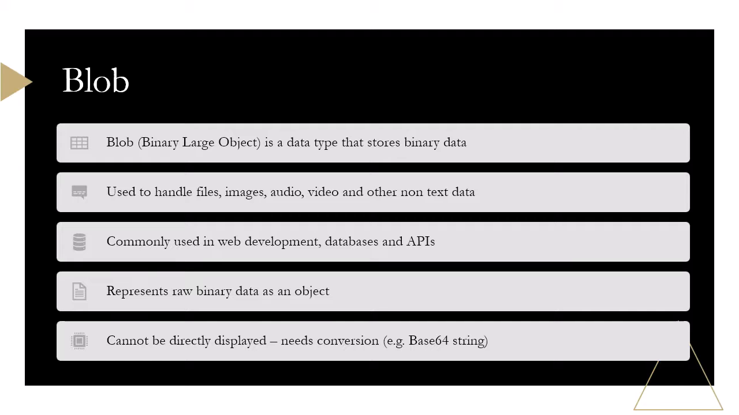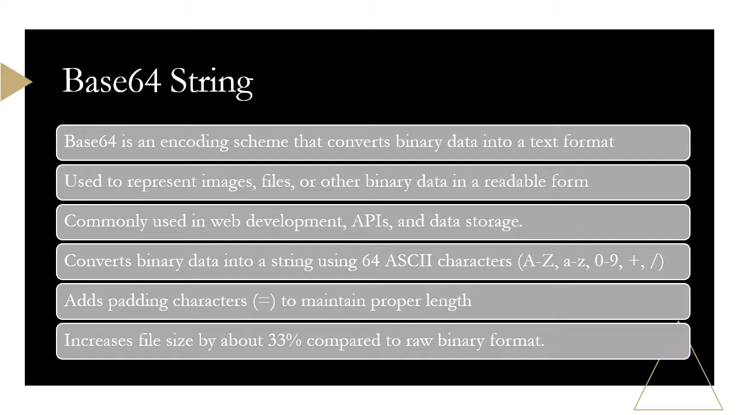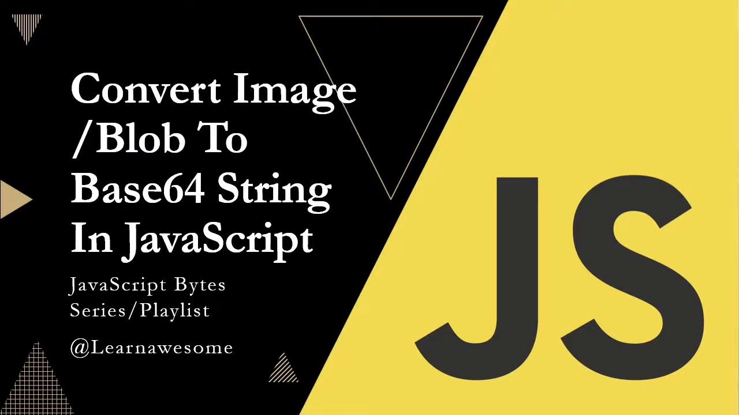Now that we know what a blob is, let's talk about Base64. Base64 is a way of encoding binary data like an image into a text format. This is super useful when you need to store or send an image as a string in places that only accept text, like JSON APIs or databases. Alright, now that we know what we are working with, let's start coding.